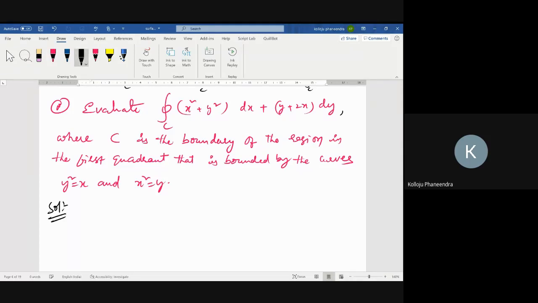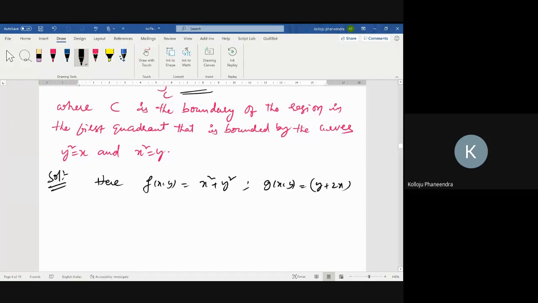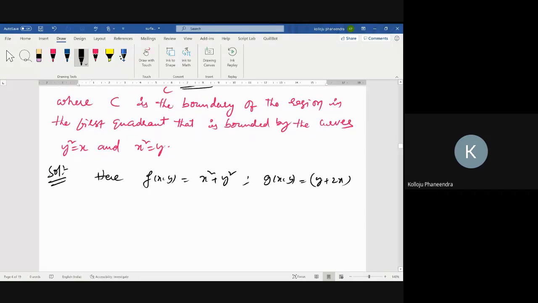Solution. First thing, let me write what is f value. F of x comma y is x square plus y square, the coefficient of dx, and g of x comma y is y plus 2x. See, in the problem, remember, applying Green's theorem is not given. It is the evaluation of a line integral. And what is curve C here? C is the boundary of the region in the first quadrant.